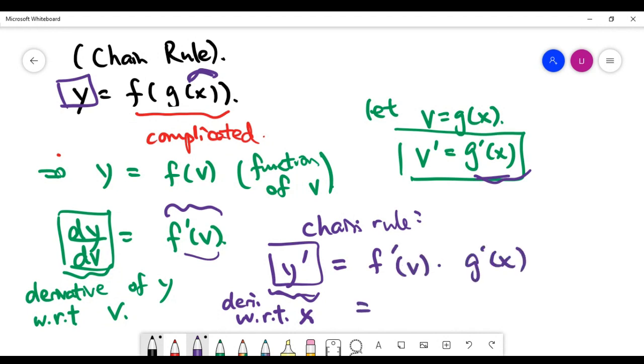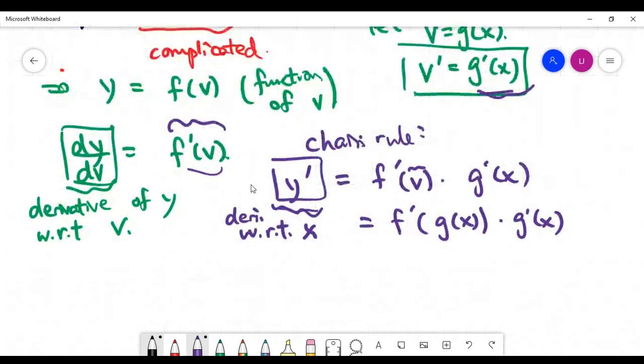Usually, mathematically speaking, it would be much cleaner if we express the whole answer in terms of x. So I can change v by using the definition v equals g of x inside f prime. So that's basically the chain rule here. I understand that the notation is fairly complicated, but we'll do some examples later on.